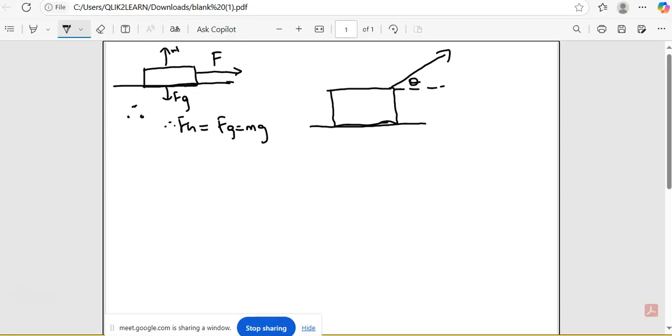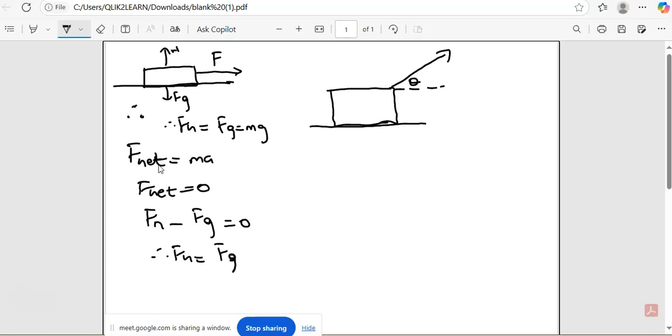Why? The reason we said the normal force is equal to Fg is that F net is equal to ma. With the horizontal component, the acceleration is 0, so F net is equal to 0. Therefore, we take up as positive, which is the normal force, and we subtract all the forces going down, which is Fg. We equate this to 0. Therefore, the normal force is equal to Fg. So when it is like that, the normal force will be equal to Fg.